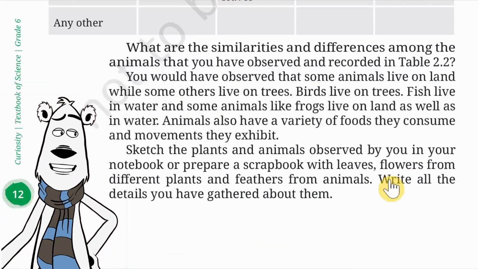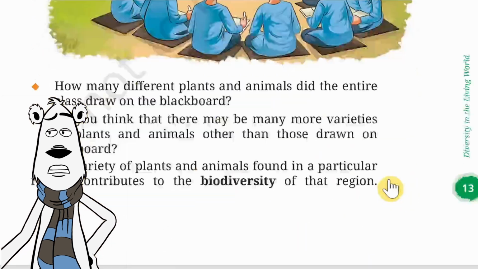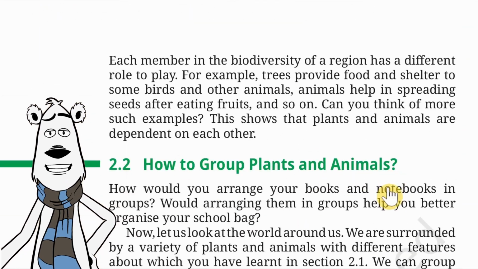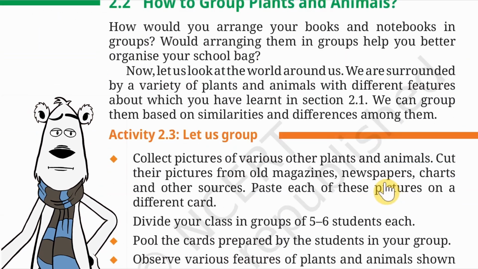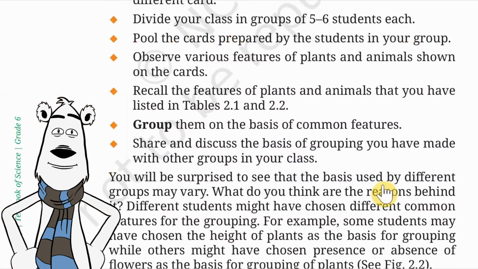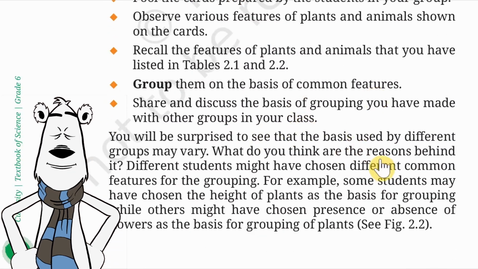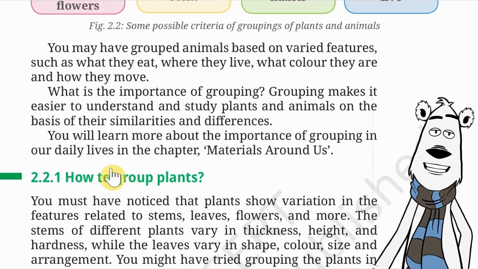Right. That's where classification comes in. Scientists have developed ways to group plants and animals based on their shared characteristics. It's like organizing your bookshelf. You put all the mysteries together, all the sci-fi in one place, that kind of thing. So let's start with plants, okay?